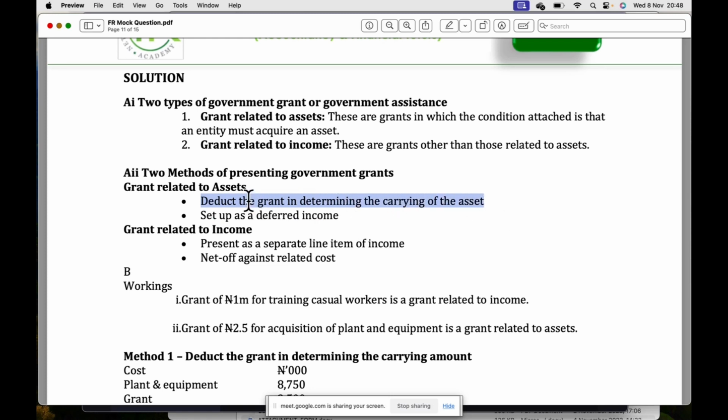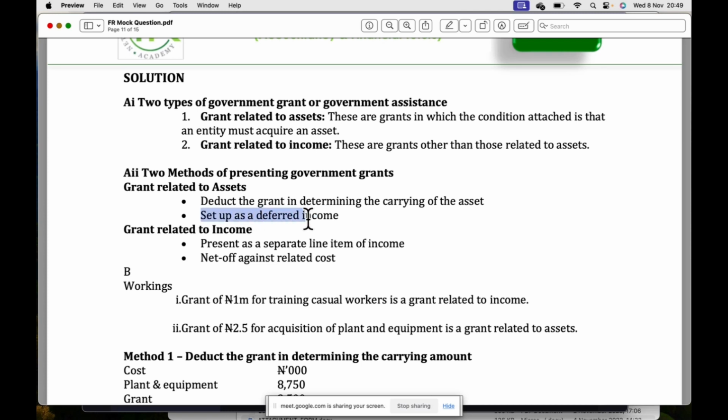So majorly this is saying that if you have bought the asset for 100,000 and government says I will give you back 30,000, that 30,000 is a grant related to assets, and you are going to deduct it from the cost of that asset. So that means in your books, the cost of the asset, you are not going to put it as 100,000, but rather you are going to put it at 70,000, meaning you deduct the grant in determining the carrying value of that asset. That's method one. Method two is that you set up the grant as a deferred income.